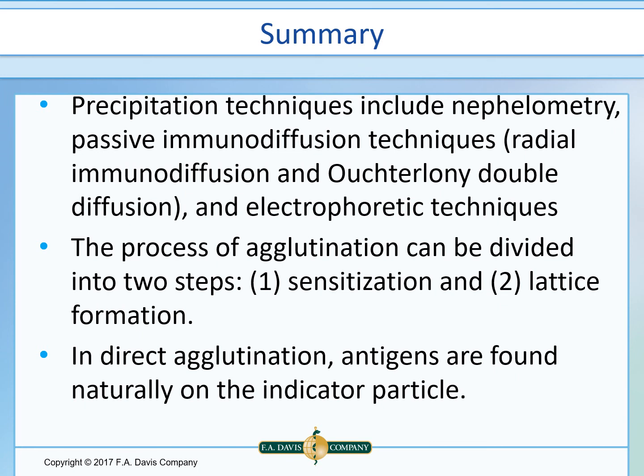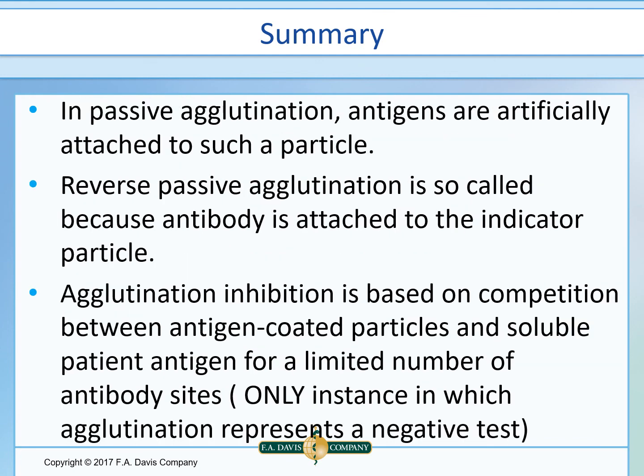The process of agglutination is divided into two steps, sensitization and lattice formation. In direct agglutination, antigens are found naturally on the indicator particle. In passive agglutination, antigens are artificially attached to a particle. Reverse passive agglutination is called this because antibody is attached to the indicator particle. And finally, agglutination inhibition is based on the competition between the antigen-coated particle and soluble patient antigen for a limited number of antibody sites. So this is the only scenario of the different testing methods we talked about in which agglutination represents a negative test.